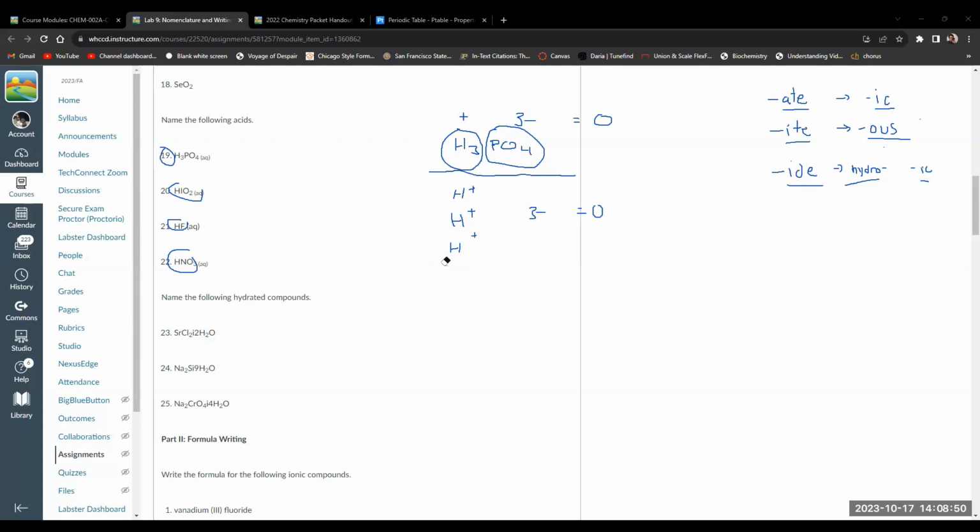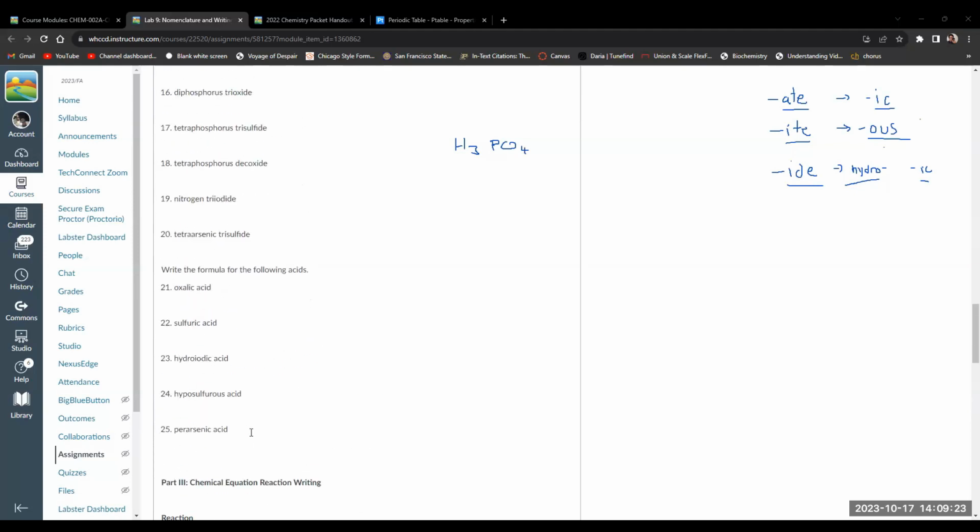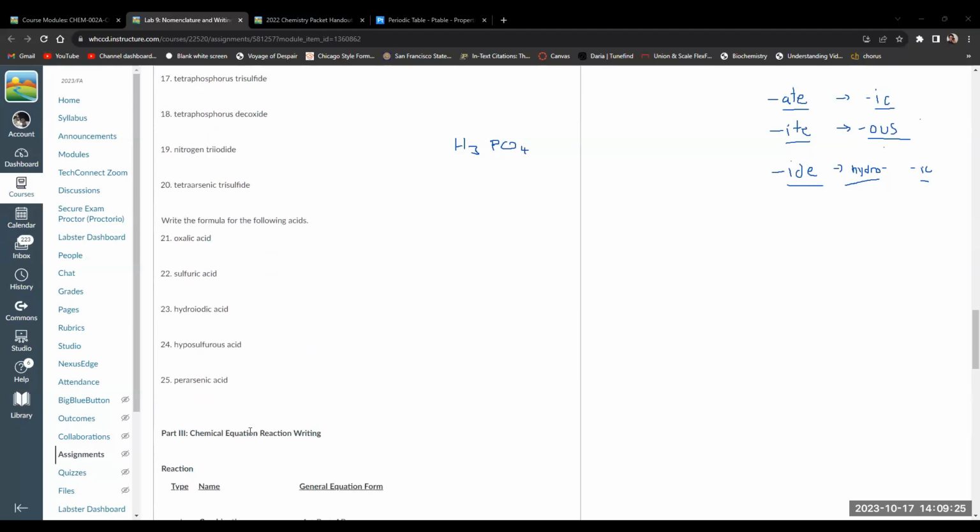So, knowing that, we can name this acid. Sorry. So this +3 and the hydrogen, it's going to come into play later on when you're made to do the reverse name.